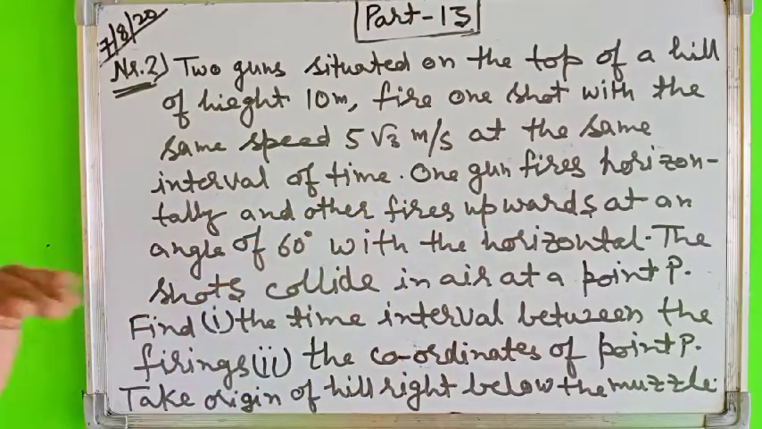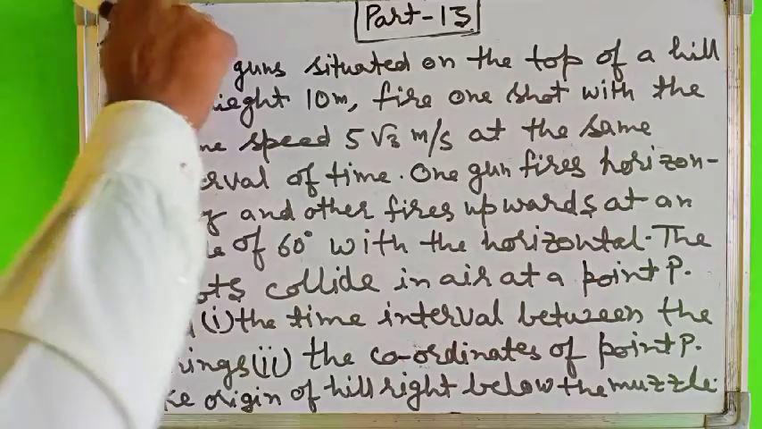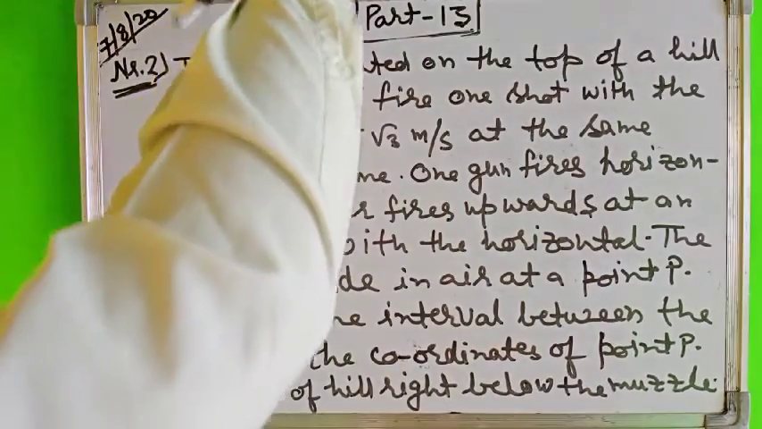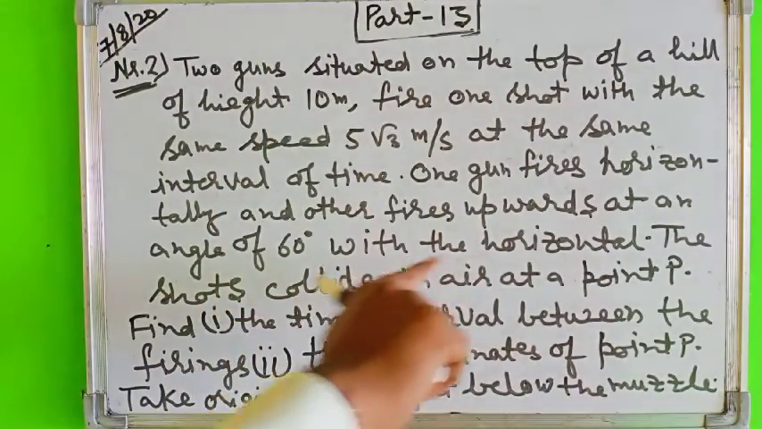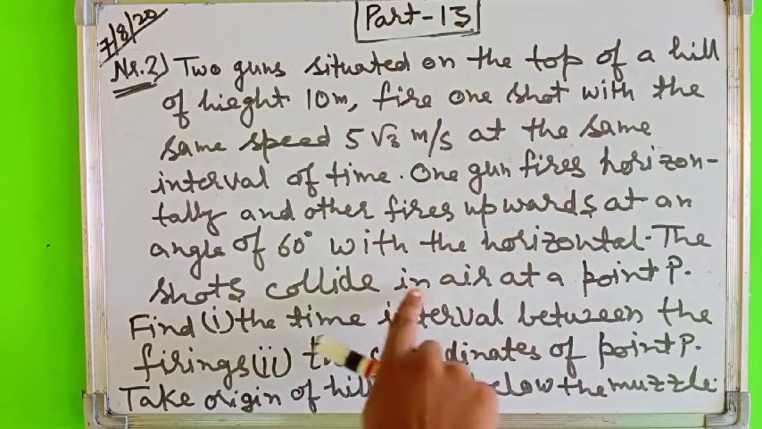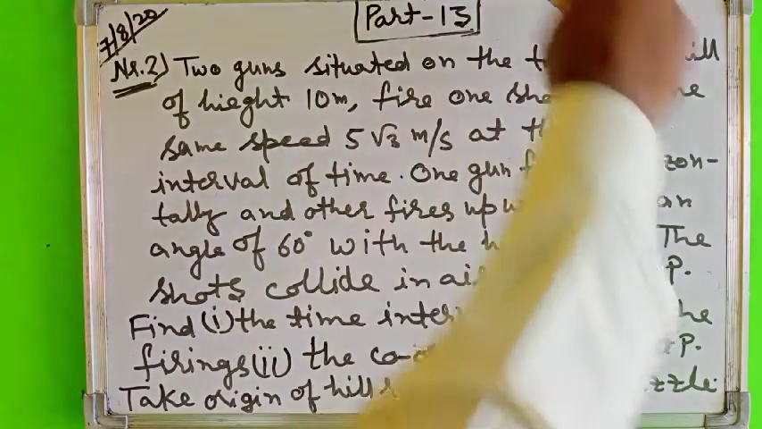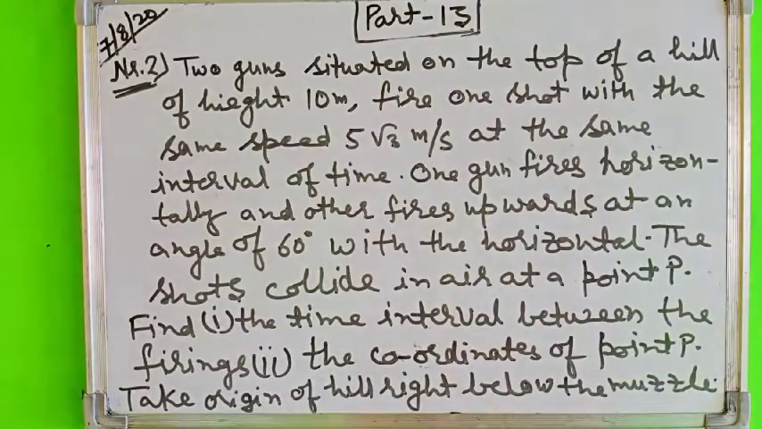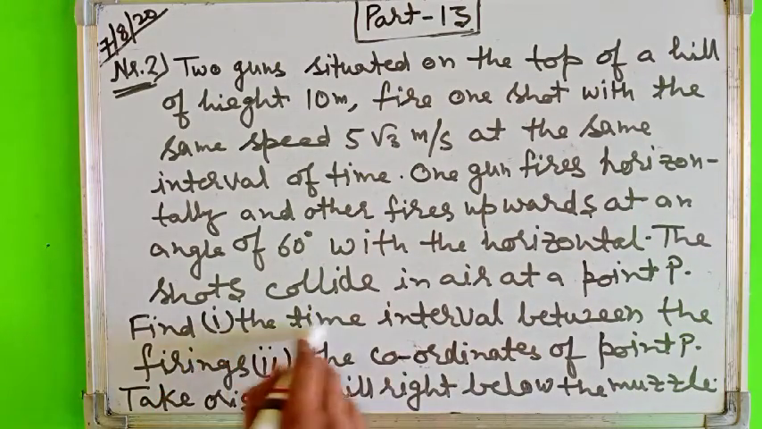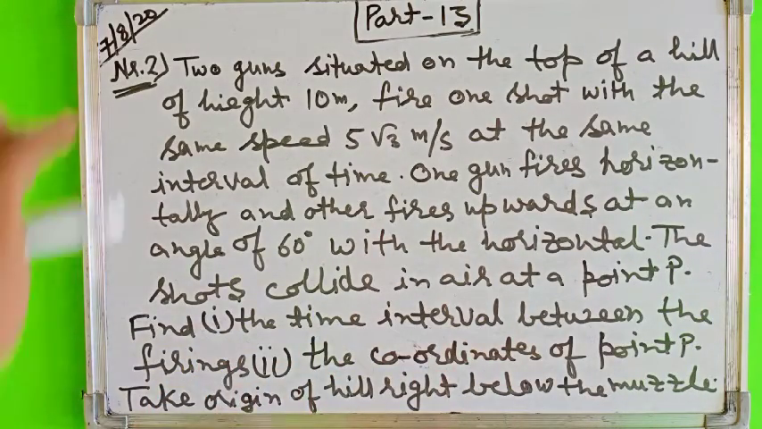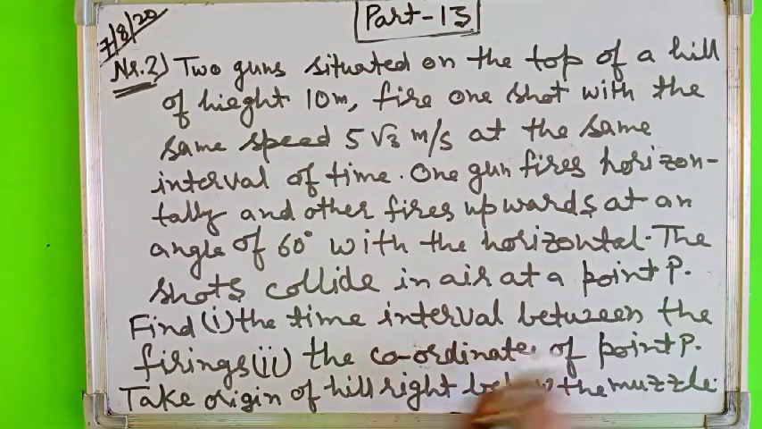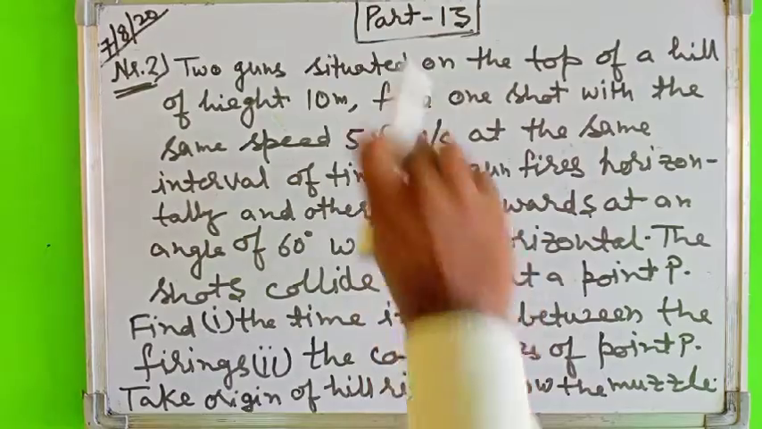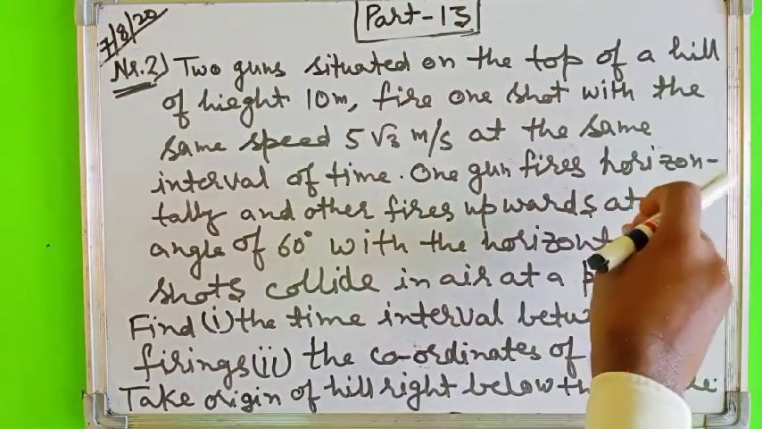One gun fires just horizontally and the other at an angle of 60 degree with the horizontal. The shots collide in the air at point P. Then find the time interval between the firing. You have to find the time interval between the firing and calculate the coordinate of point P where the two bullets are going to collide.